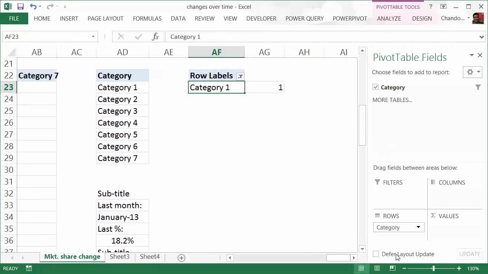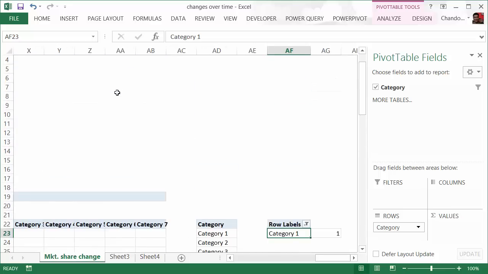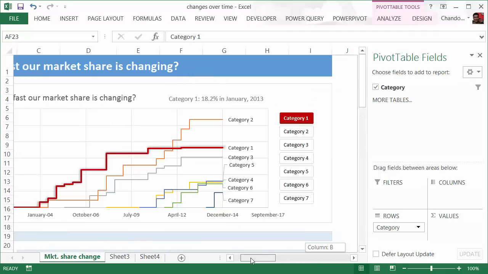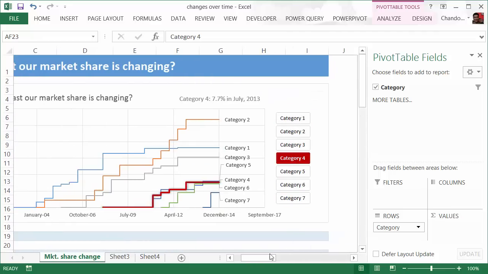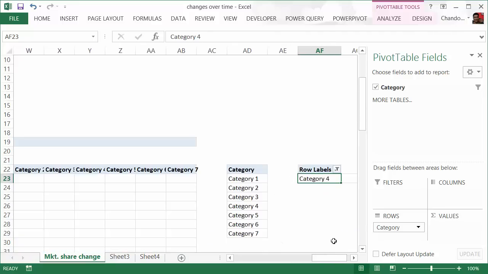So we add the category to the row label area as well as a slicer, and that's telling me that right now category 1 is selected. What happens when you select a different category? Very simple. If you go to your chart and click on another category like category 4, your pivot table is going to say category 4.